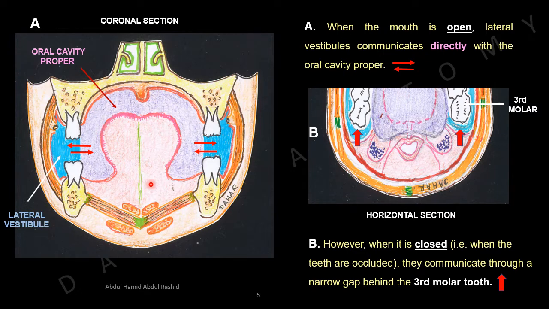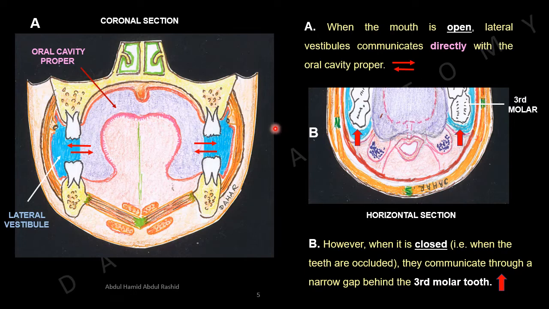In diagram A, when the mouth is opened, oral cavity proper is directly communicated with the vestibule of the mouth on each side of the oral cavity proper. Here, on the right side and left side, the vestibules of the mouth are directly communicated with the oral cavity proper when the mouth is opened.